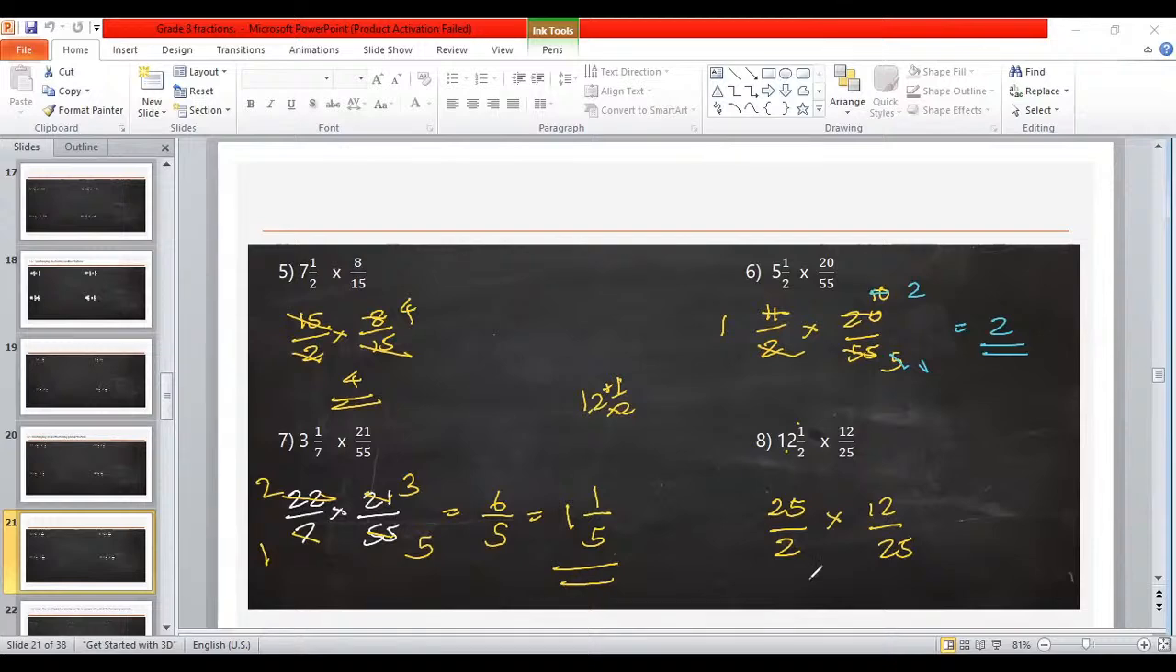Over the line 25 here, so 1. Below the line here 25, 1. How many 2's here? 1. How many 2's here? 6. 1 times 6, answer is 6 here. Right. Let's go to the next question.